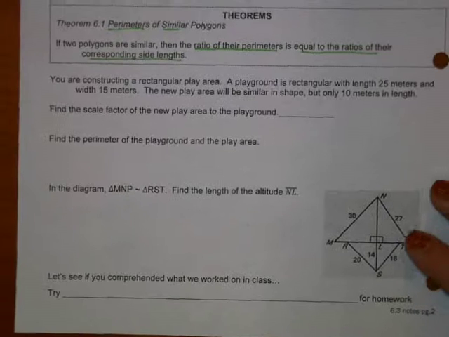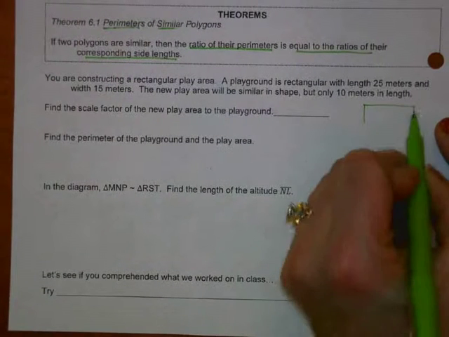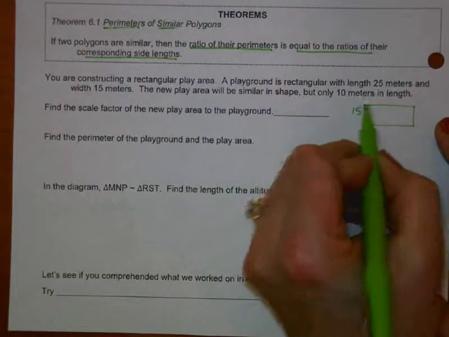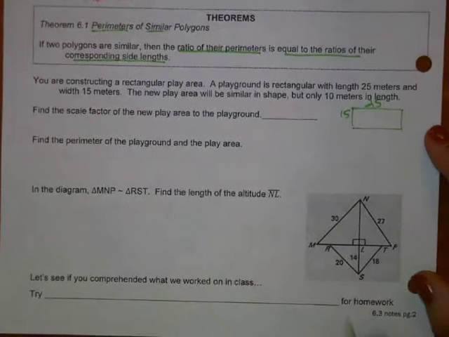You are constructing a rectangular play area. A playground is rectangular with length 25 meters and width 15. Oh, gosh darn it all, I just have to draw a picture. 15 by 25. That's my playground.